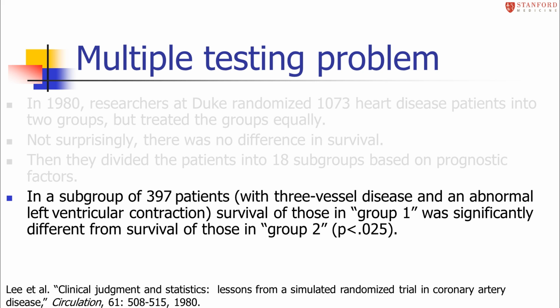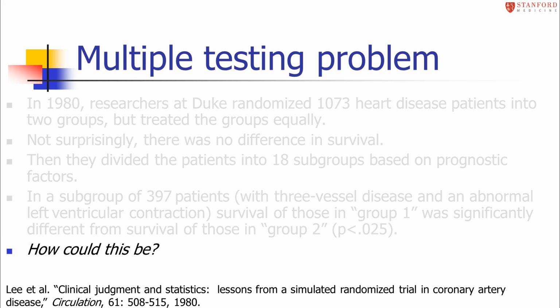In a subgroup of 397 patients who had 3-vessel disease and an abnormal left ventricular contraction, in that particular subgroup, they were able to find a survival difference between those randomized to group 1 and those randomized to group 2, and the p-value was less than 0.025. There was a statistically significant difference in survival between the two groups. But how can that be? We know that nothing was done differently between those two groups. How can we have gotten a statistically significant survival difference?